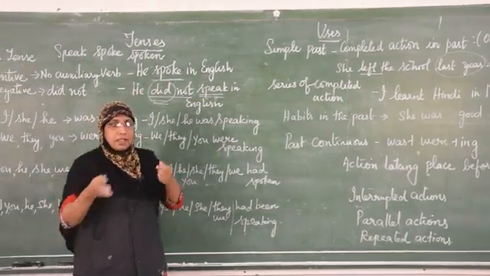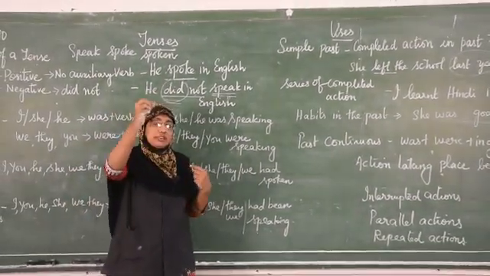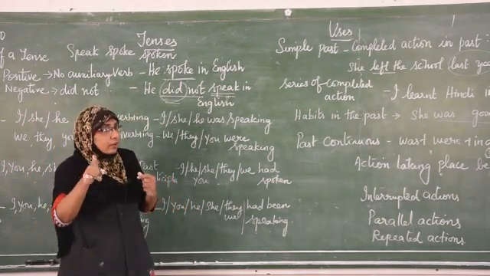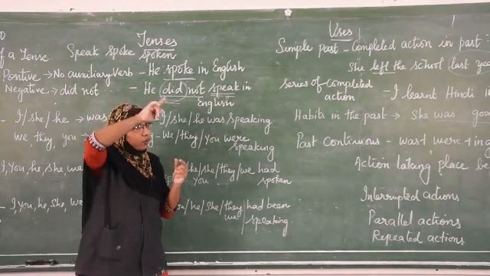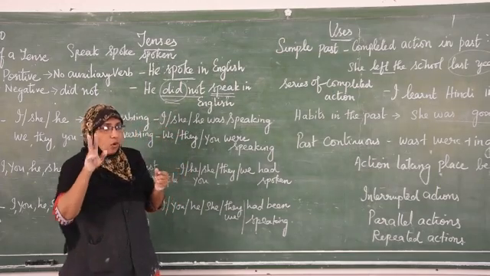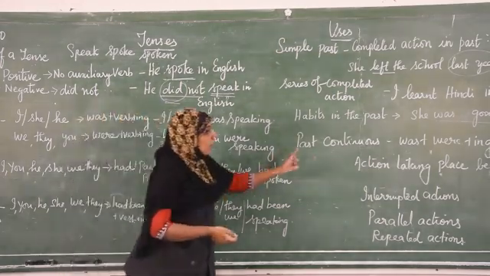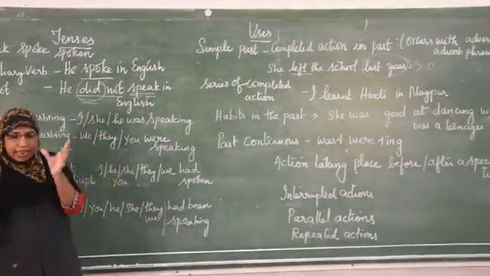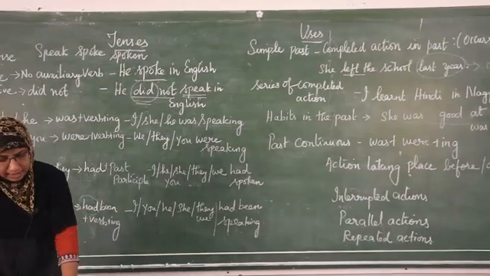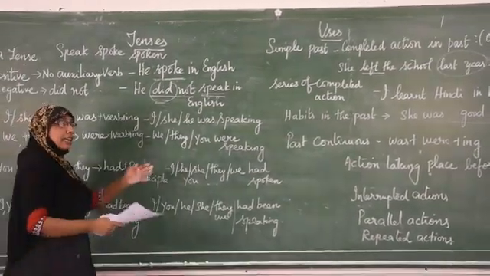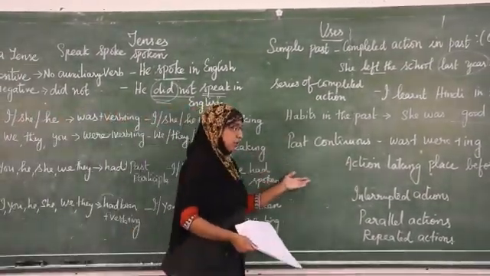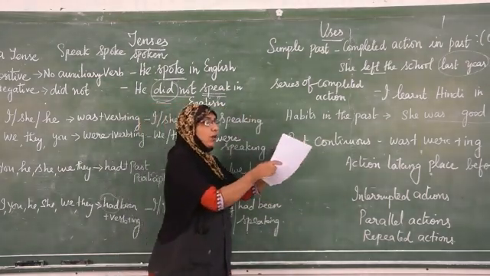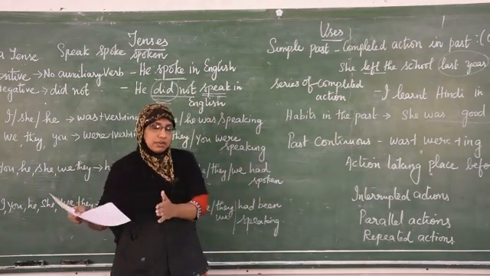For example, while I was watching television, the thief entered our house. What were you doing at the time? What was the action going on in the past? You were watching TV. Now, action taking place before or after a specific time. Time will be mentioned there. Sometimes it may or may not be mentioned also. Then interrupted action, when something is going on. While I was studying, my friend called me.